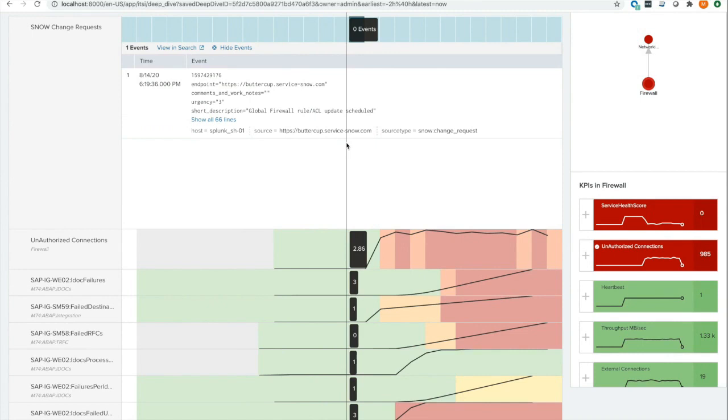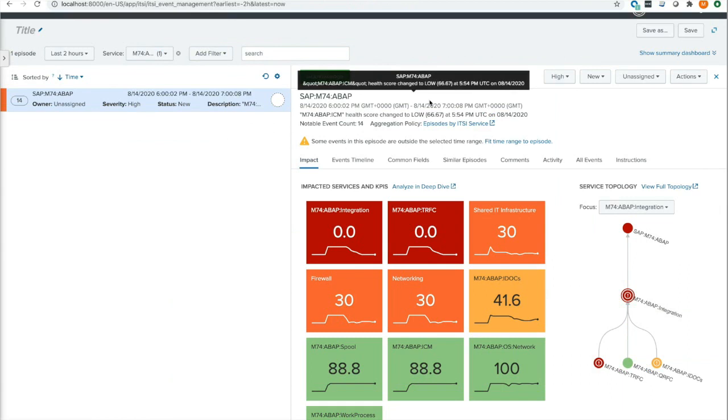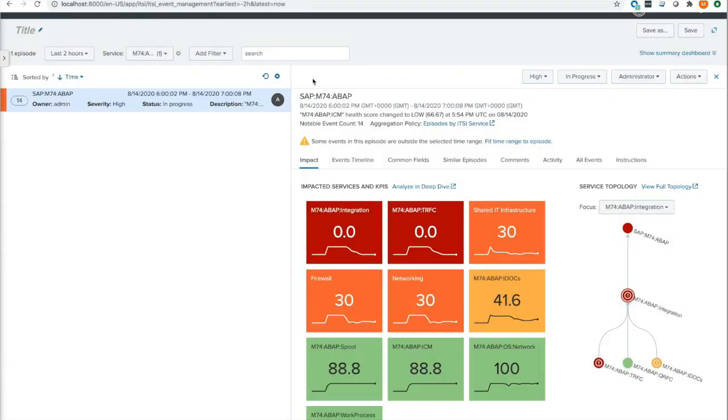Now, I have enough information available at my fingertips to really take this episode and send it over to the corporate NOC with all the information that is necessary for them to solve this fairly quickly. So the first thing I'm going to do is acknowledge this episode, and then I'm going to send it to ServiceNow. Out of the box, we integrate into ServiceNow, BMC Remedy, Cherwell, and all the major ticketing systems like Atlassian's Jira. What we heard from many SAP customers is that this integration is a major pain point for them.